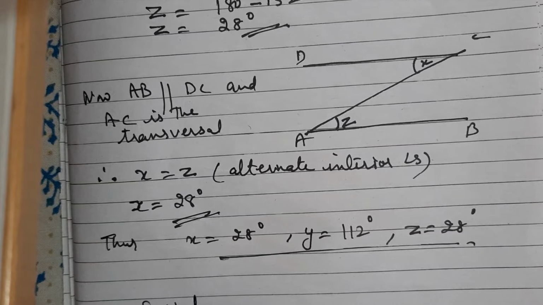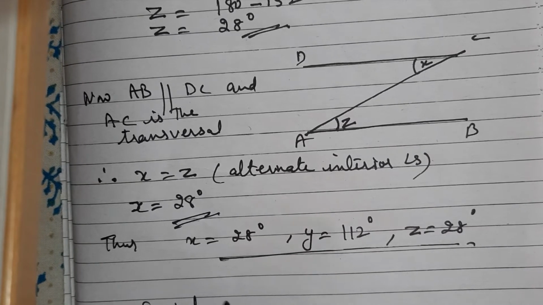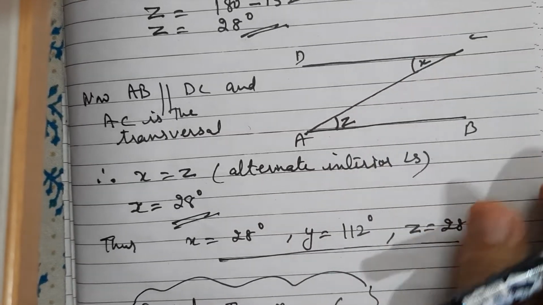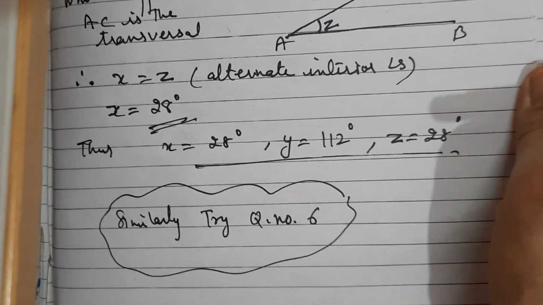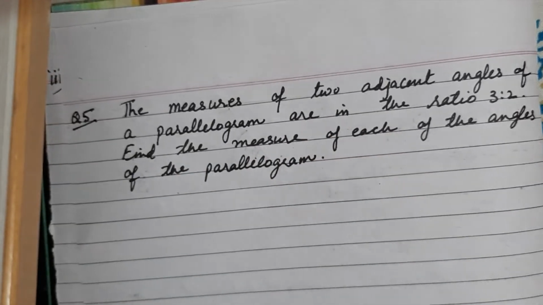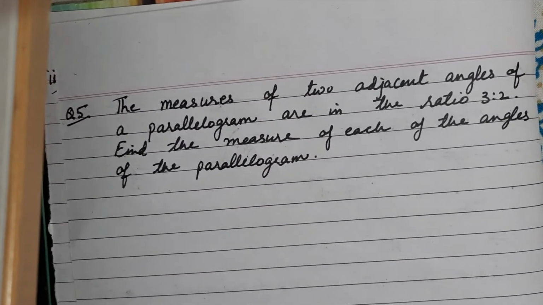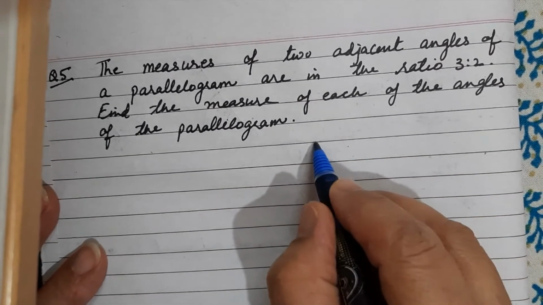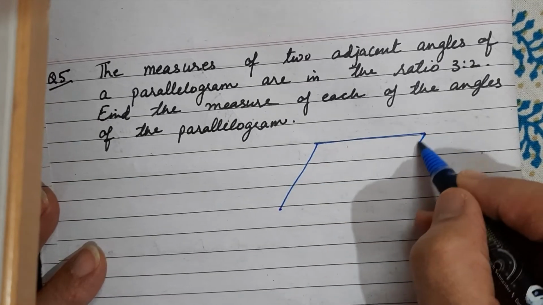Similarly, try question number 6. This is the same as I have explained the question just now. Question number 6. Next question we have, the measures of two adjacent angles of a parallelogram are in the ratio 3:2. Find the measure of each angle of the parallelogram. We'll draw one rough figure for this parallelogram.